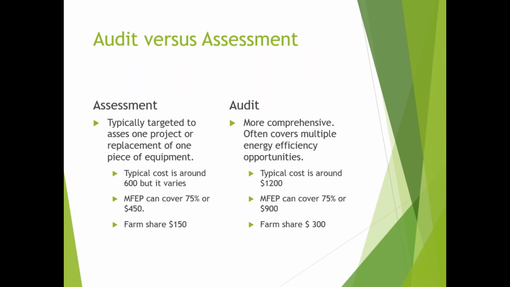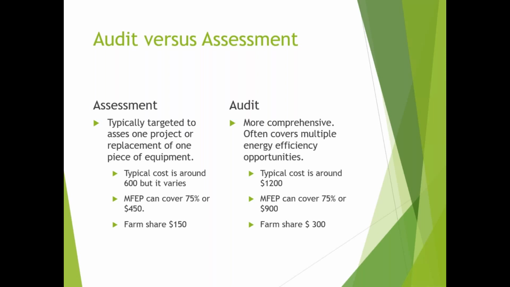To talk a little bit about the assessment versus the audit. Typically a targeted assessment is really focusing on one project or replacement of one piece of equipment, so it's very specified and narrow. And the typical cost is around $600, but it varies depending on what the item or the project specifically that's being examined. If it's a larger project, like a completely new boiler system for multiple greenhouses, that's going to cost a little bit more. But if it's just one heating system replacement for one greenhouse, that's going to be a little bit less. So again, MFPP can cover up to 75% of the cost. So in this case, it would be $450 covered by MFPP, and then the farm share would be $150.